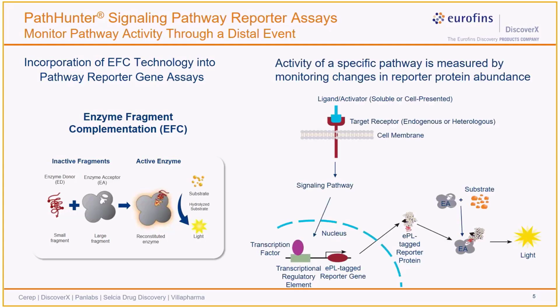For our reporter gene assays, stable cell lines have been generated that contain a reporter gene construct consisting of a transcriptional response element controlling expression of a reporter protein tagged with the smaller beta-gal enzyme fragment. This smaller beta-gal enzyme fragment is labeled as EPL or enhanced pro-label, which we use interchangeably to describe the ED enzyme fragment shown in the diagram on the left. EPL-tagged reporter protein expression is a function of signaling pathway activity and is measured by lysing cells in the presence of the complementary EA enzyme fragment and the enzyme substrate to detect enzyme activity.